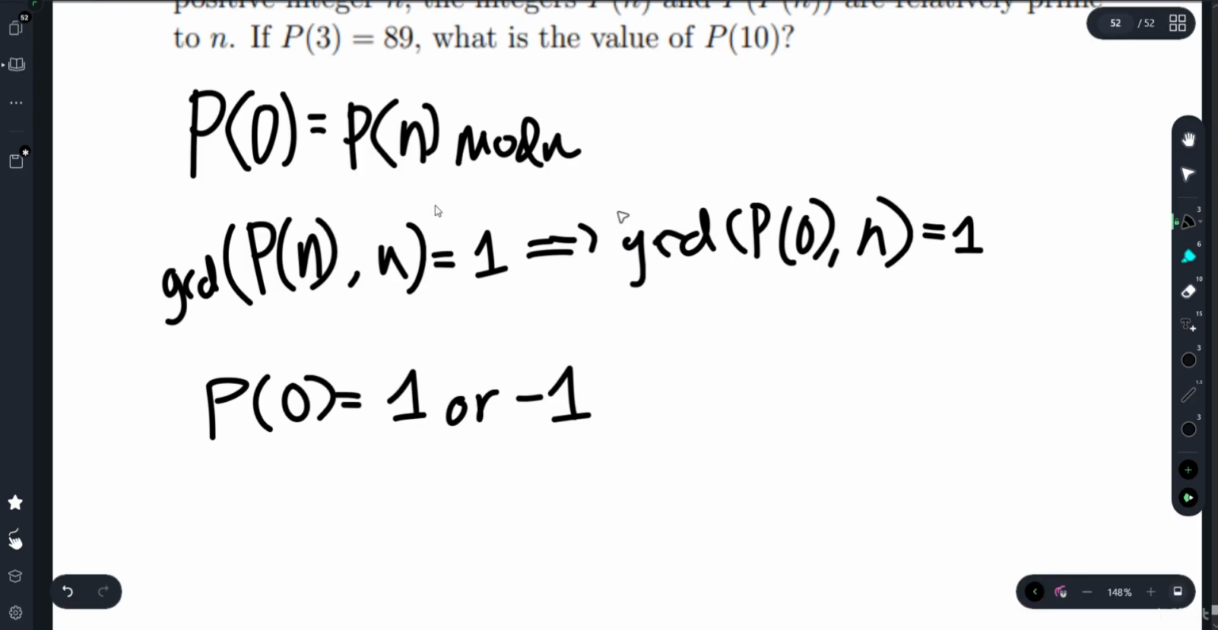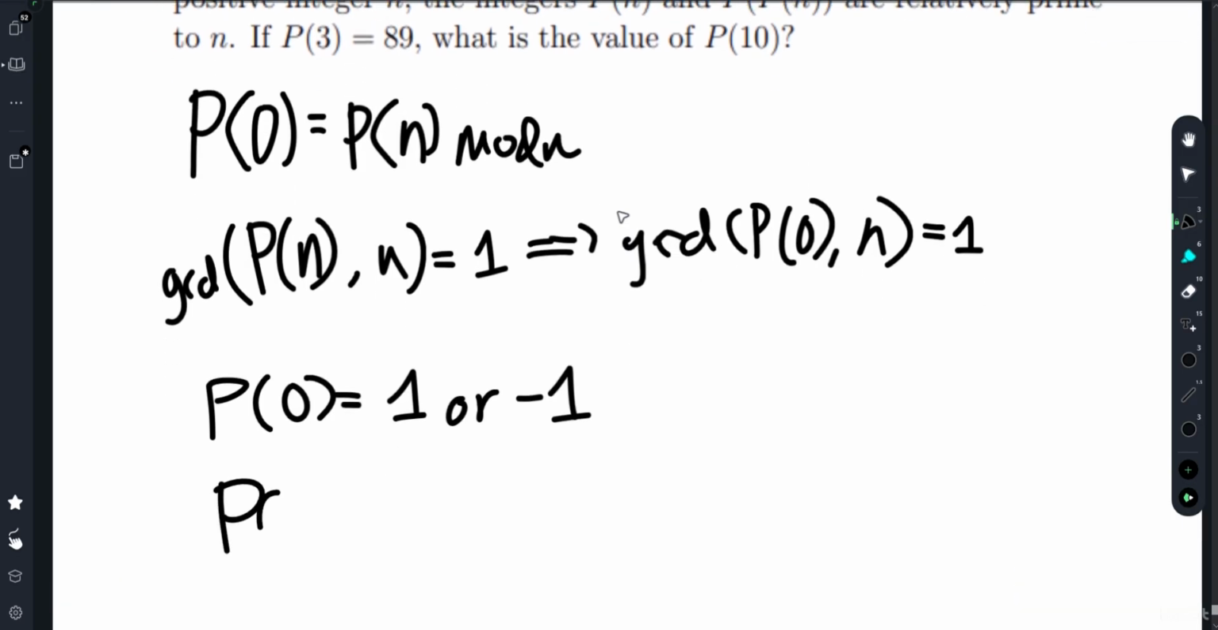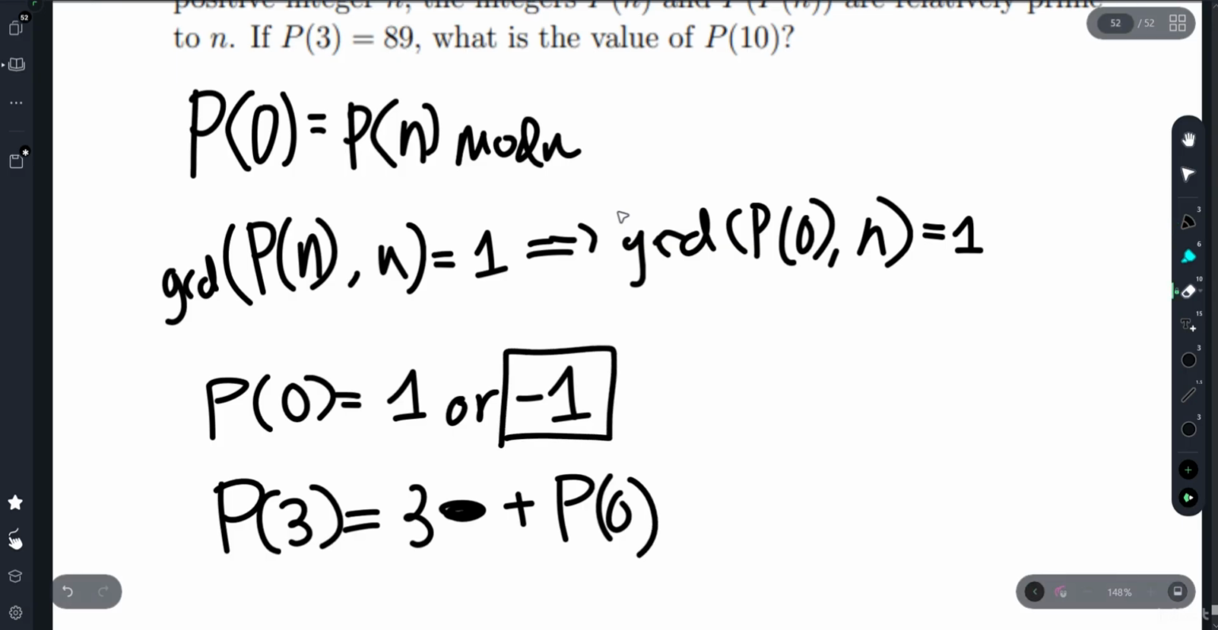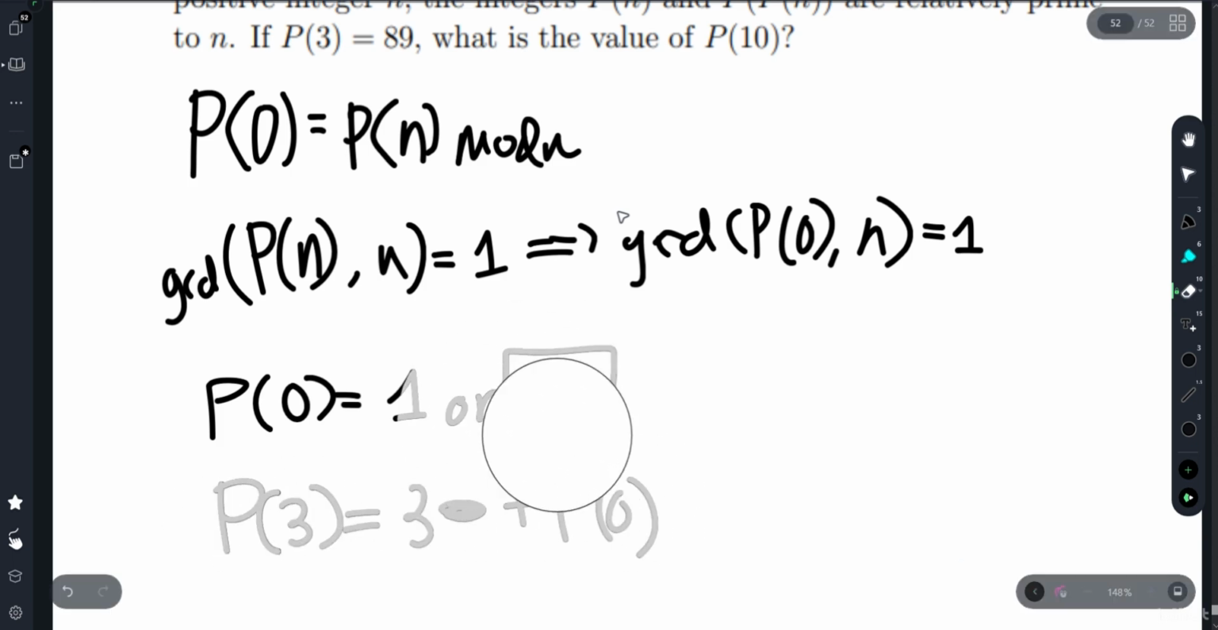And so the thing with that is that if p of 0 equals 1, then p of 3 is equal to 3 times whatever plus p of 0. And we know that it would have to equal negative 1, as 89 is 2 mod 3. So p of 0 is negative 1.